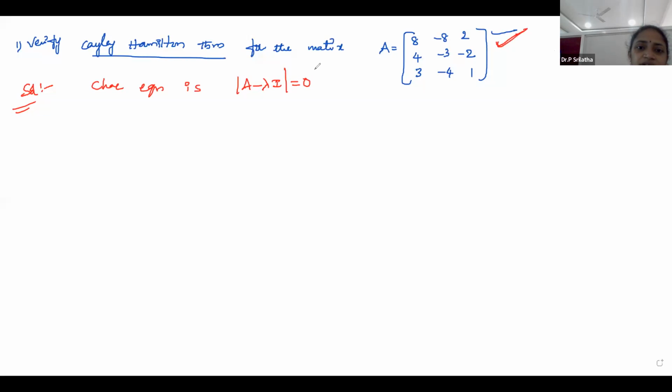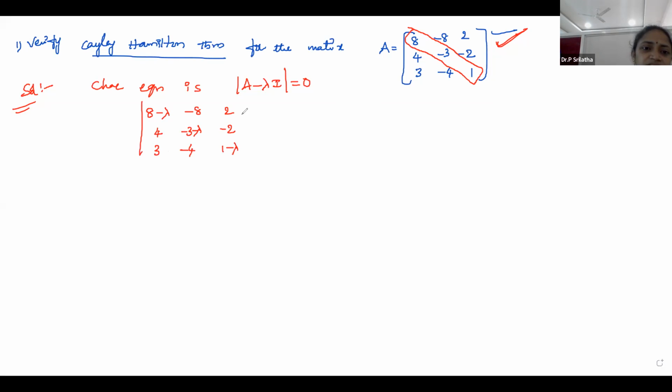Here, A minus lambda I: for this particular matrix, the diagonal elements are 8, minus 3, 1. For these diagonal elements, we need to add minus lambda. So that means 8 minus lambda, minus 8, 2, 4, minus 3 minus lambda, minus 2, 3, minus 4, 1 minus lambda.